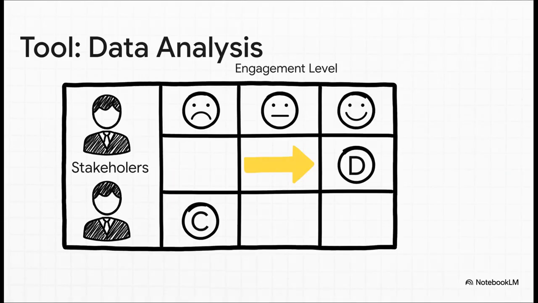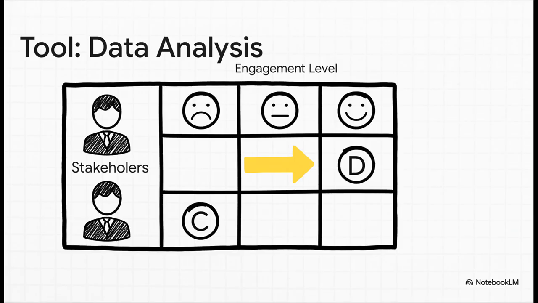So a primary tool for the data analysis part is the Stakeholder Engagement Assessment Matrix. This thing is fantastic. You map out your key stakeholders, and then you assess their current level of engagement. Are they unaware, resistant, neutral, supportive, or leading? Then, right next to that, you define the desired level you need from them for the project to win.